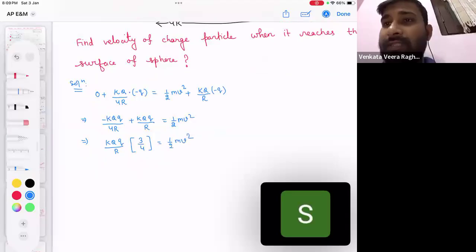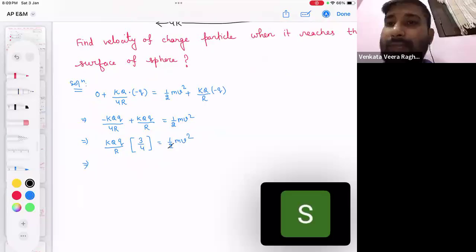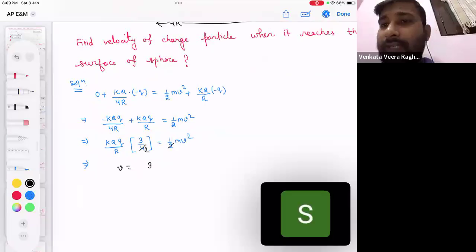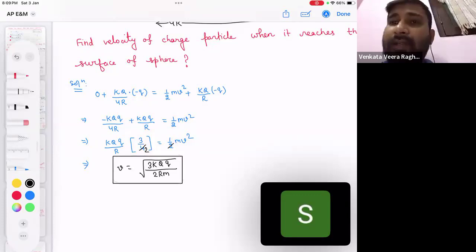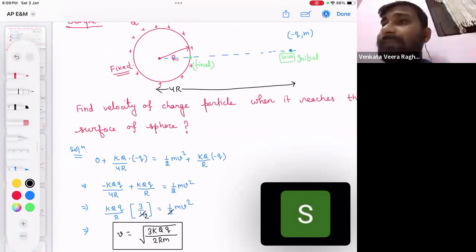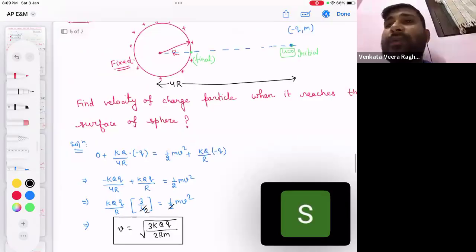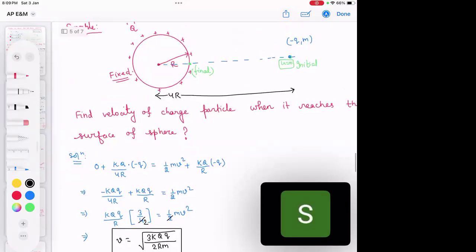So if you simplify it, this 2 and this 2 will get cancelled out. So what is the velocity we are getting? Under root 3kQq by 2rm. So this must be the velocity of the charged particle when it reaches the surface of this charged sphere. Is that clear? So this is what they asked in this question. Is that clear? Please tell me. Yes, sir.